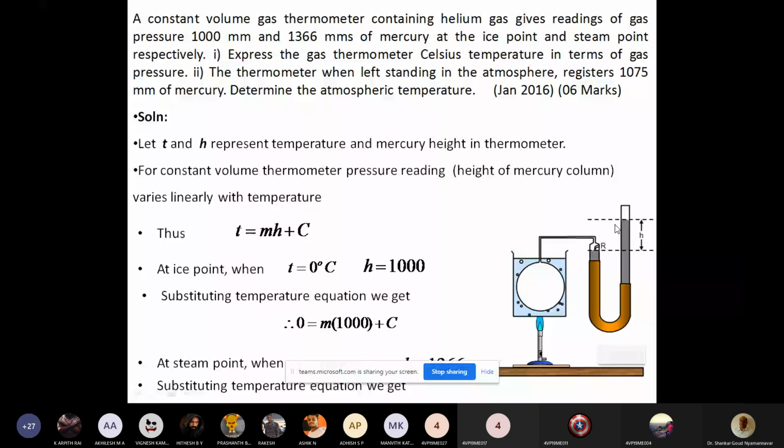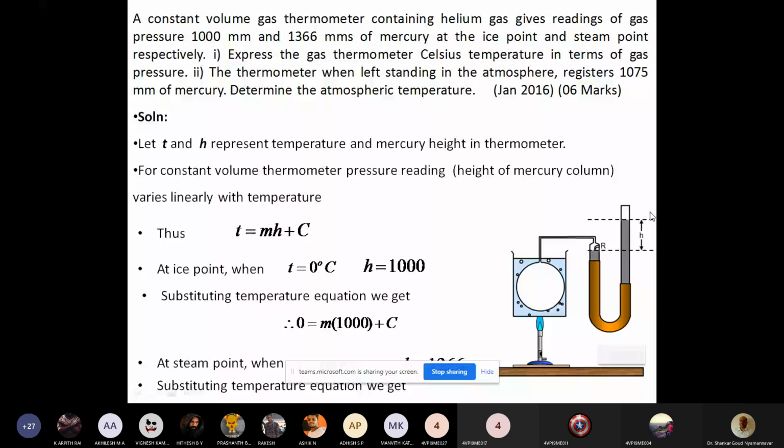So there will be a difference in height of mercury in the left and the right side. This difference in the mercury height will be the pressure reading. When the temperature is the same on both sides, outside and inside, H will be 0. When there is a temperature difference, H will have some value.